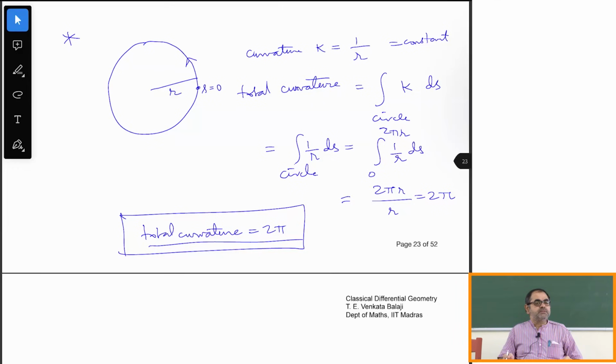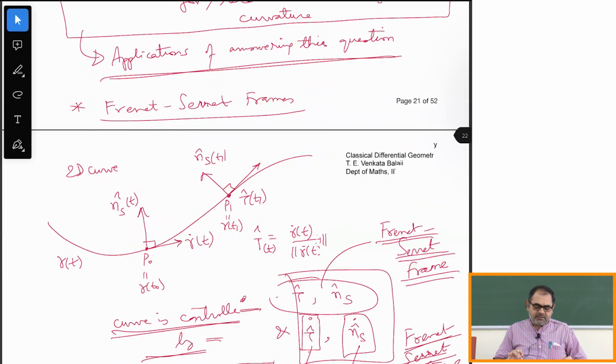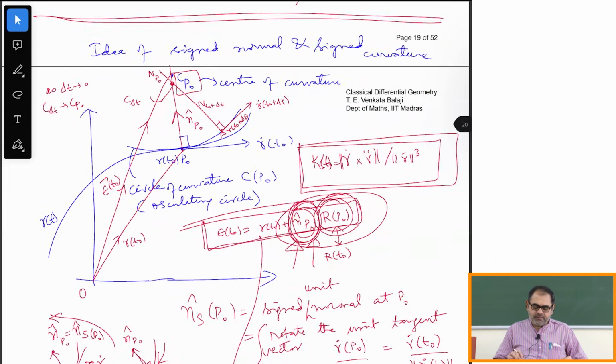So let us continue. What we are trying to do now is understand this business of signed curvature and signed normal. As I was trying to tell you last time, I was giving you the motivation for the need for signed curvature and signed normal from an analytic point of view. Recall that the reason why we had to introduce the signed curvature, that is, to put a sign on the curvature, is because we had to define the signed normal.